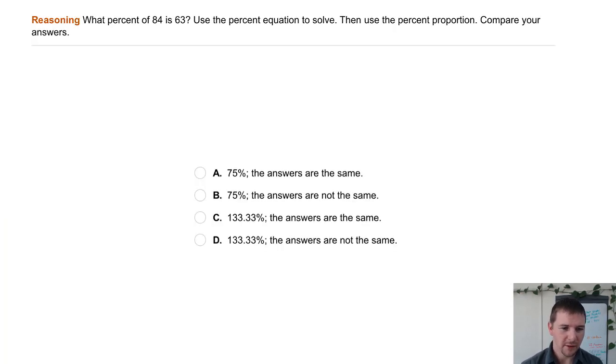Your turn. What percent of 84 is 63? Use the percent equation to solve, then use the percent proportion. Compare your answers.